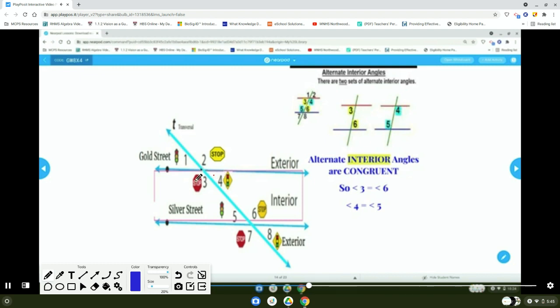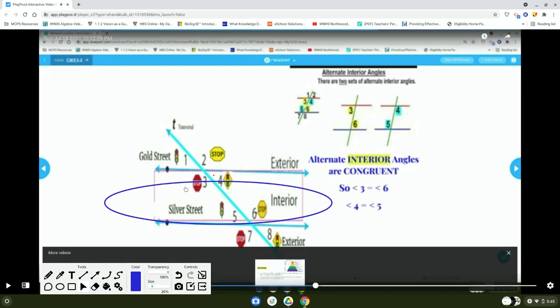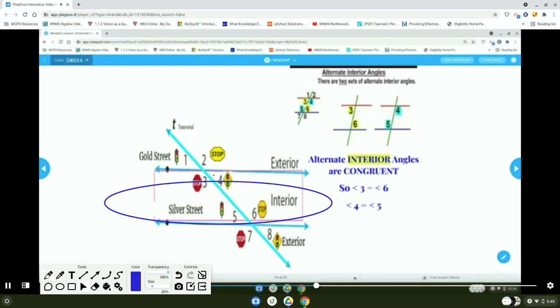Let's jump to Gold Street and Silver Street. This has been highlighted as an interior angle. So the 4 interior angles we have there are 3, 4, 5, and 6. When we're talking about alternate angles, they could be alternate interior, they could be alternate exterior. Let's look at alternate interior. So if you have two parallel lines, you can circle the sandwich on the inside. That's the interior. Think about this like a peanut butter and jelly sandwich.